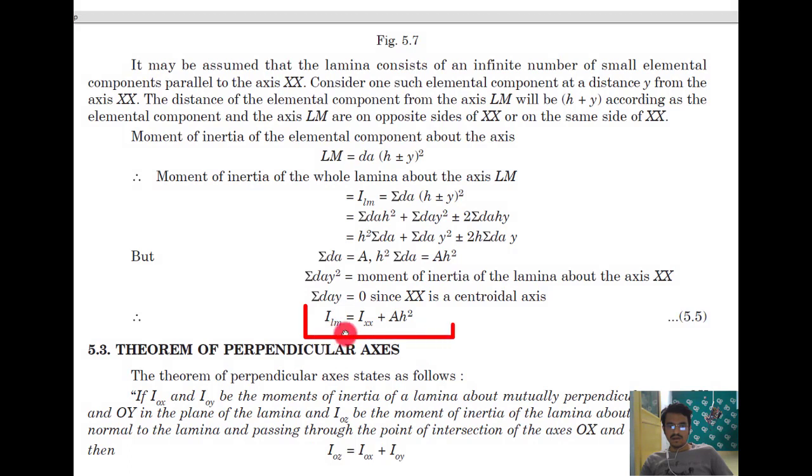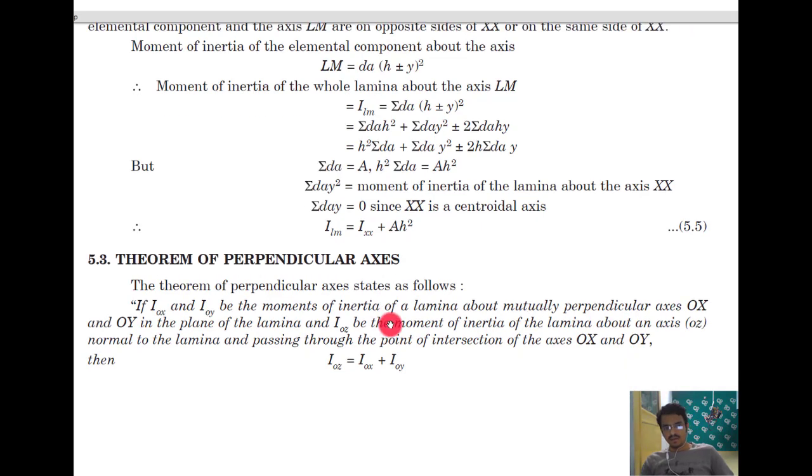So, you can write ILM is equal to Ixx plus A h square. This is nothing but the parallel axis theorem formula. Remember this formula very carefully. We are going to use this formula in the numericals also. And the second is the theorem of perpendicular axis.